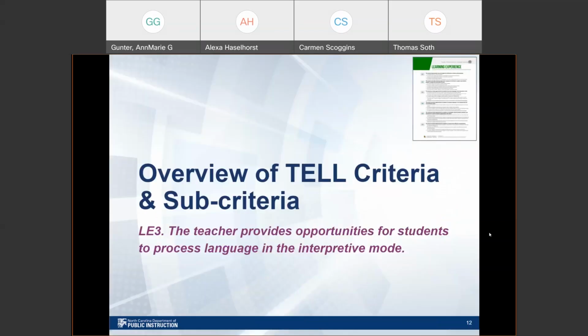Well, let's begin by having an overview of the TEL criteria we're talking about and the specific sub-criteria that we're focusing on today, LE3. This is focused on, of course, the interpretive mode of communication, and that's one of the critical components because that's one of the first things students start to notice in our classrooms: what they listen to, view, if you're an American Sign Language teacher, or what they read in your classroom in the target language that they're learning.